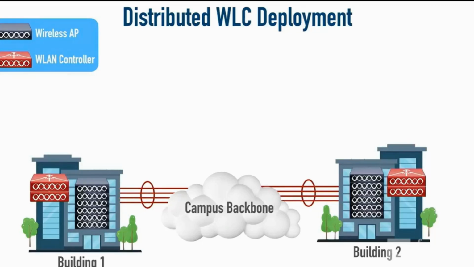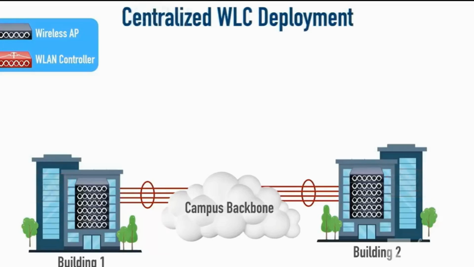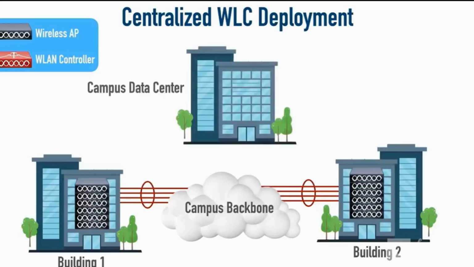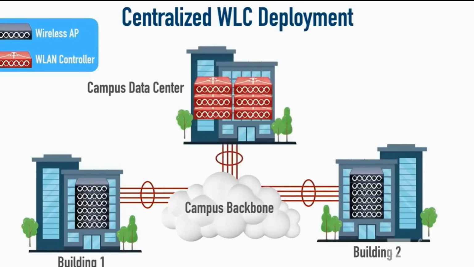However, we might have an enterprise and it has lots of buildings, and one of those buildings is designated as a data center. Well, perhaps we put our wireless LAN controllers in that data center and allow the access points from around the enterprise to communicate with that centralized repository of wireless LAN controllers. And those controllers could be physical devices that are rack mounted, or Cisco allows us to virtualize our wireless LAN controllers and run them as a VM, a virtual machine.